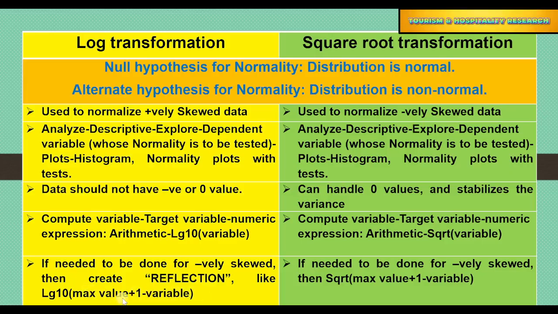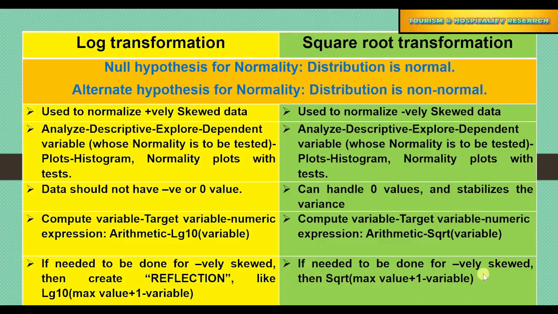So it means the maximum value in your data set. You'll have to check the maximum value in your data series, enter that value and do plus 1 minus that variable's value. That is how you create a reflection in case you want to do it for negatively skewed data. But I would recommend here, in case it is negatively skewed, then you should use the square root transformation.